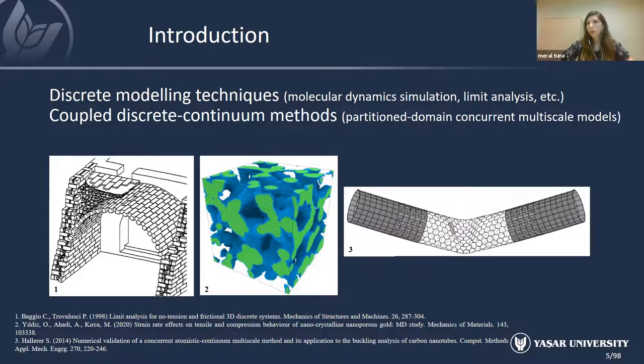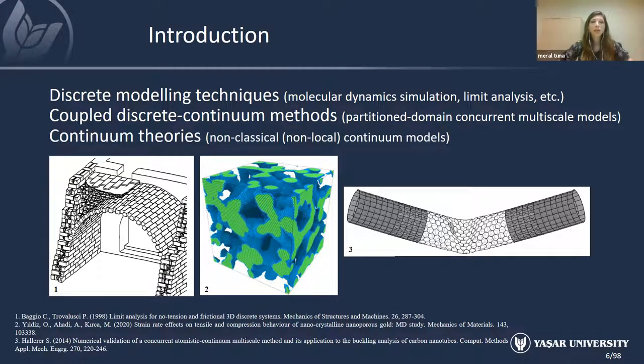Another approach could be coupled discrete continuum methods, which are also known as partition domain, concurrent, or multiscale models. Of course, this one is computationally more efficient, but it is not very easy to adopt and has its own numerical problems. So last but not least is enhanced non-classical continuum theories. These theories account for scale effects. So this can be used to describe the behavior of such structures when a coarse modeling is preferred. So this is going to be the topic of today's presentation.